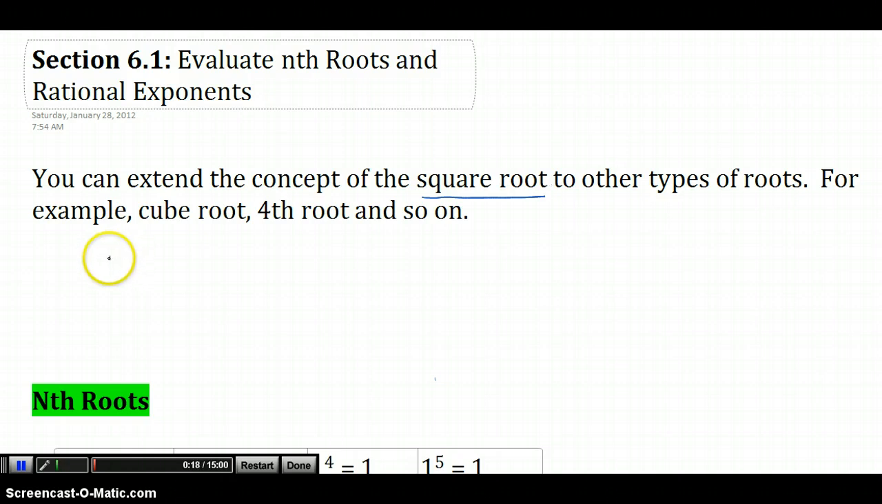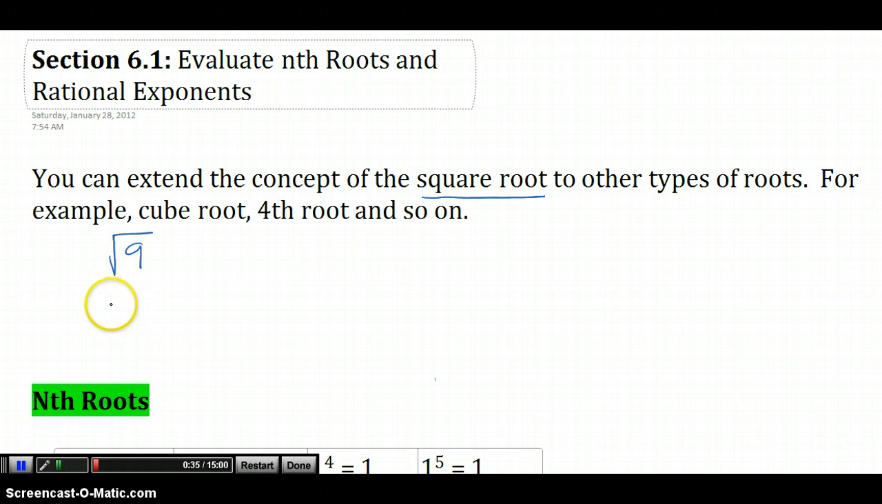You already know about square roots. If we had the square root of 9, you know to think what number times itself gives you 9, and I hope you would say 3. We're going to take that concept a little bit beyond, and now we're going to be talking about cube roots, fourth roots, and so on and so on.